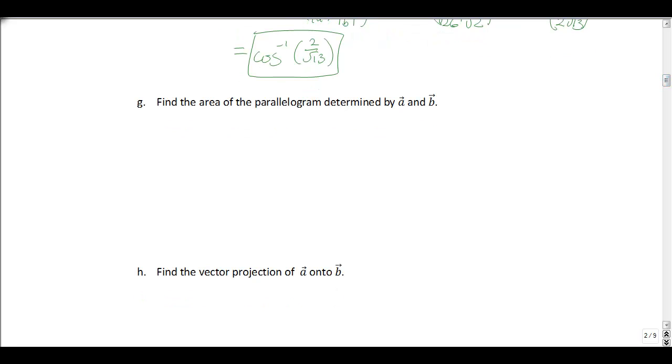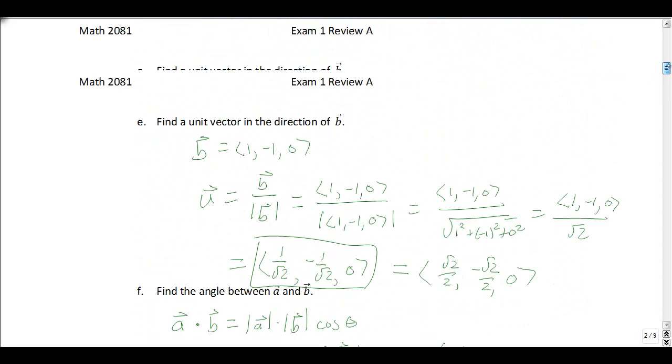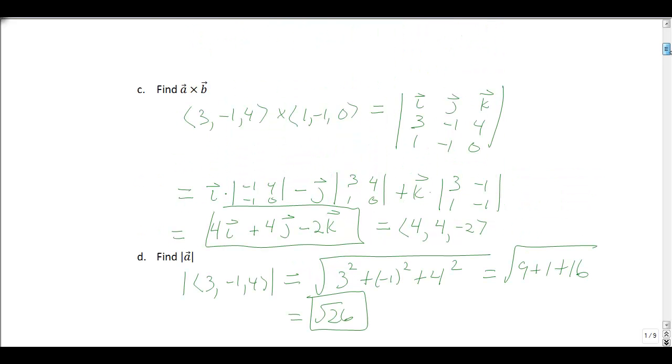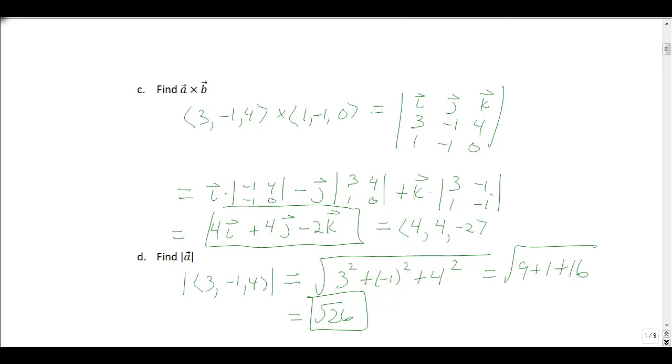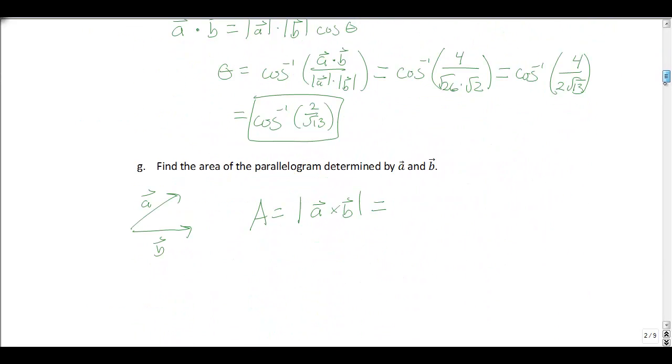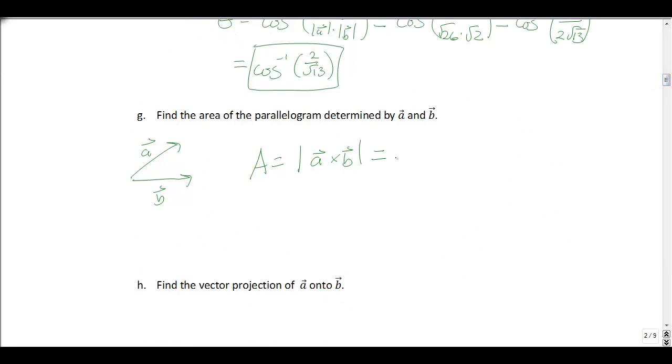Okay. Now we want to find the area of the parallelogram determined by A and B. So we've got a parallelogram, A, B. We want to find the area. That area, one way to calculate that is you take A cross B and you find the magnitude of A cross B. So we could go back through our calculation for A cross B. We could just redo that. In this case, I'm just going to copy that over. So A cross B, so this one here, it's 4, 4, negative 2. So again, if you hadn't done that question already, you could just redo this. It's 4, 4, negative 2.